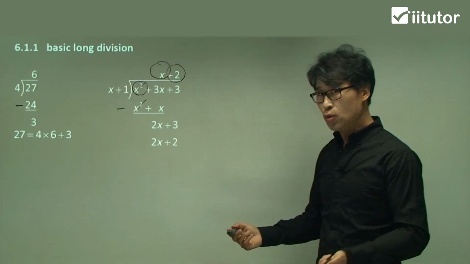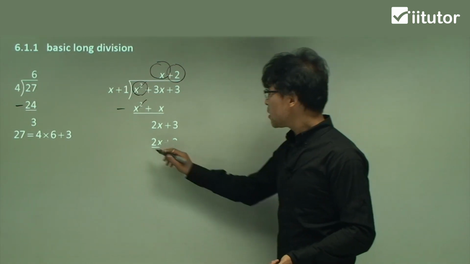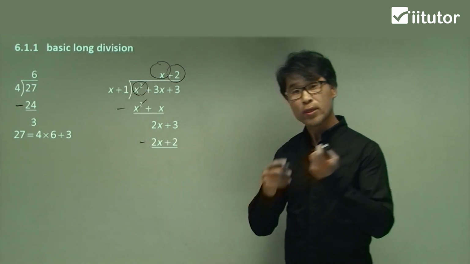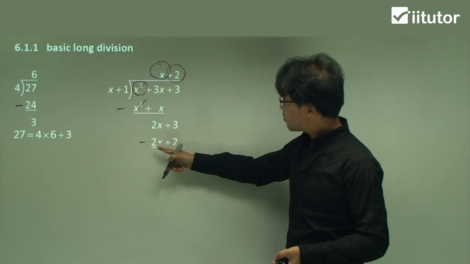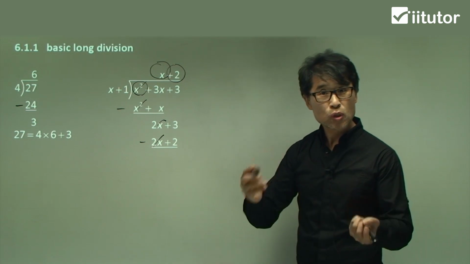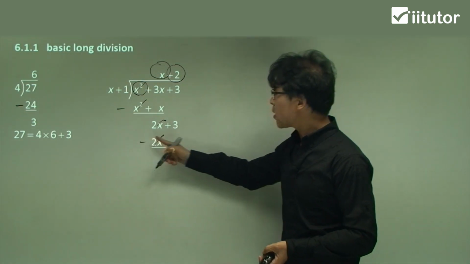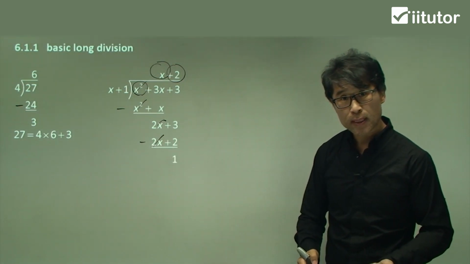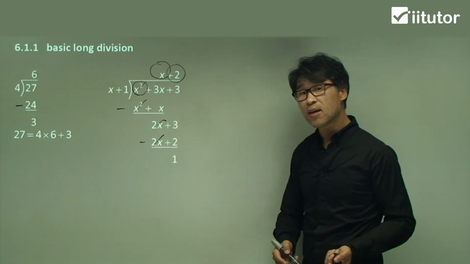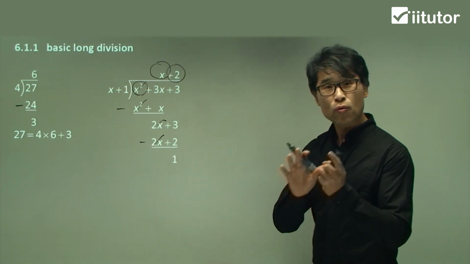Okay, we need to do subtraction here. Subtract again. Make sure you always subtract. So 2x minus 2x disappears. Good. And then 3 minus 2 is just 1. Easy. Okay, I think it's easy enough. Then write your results.